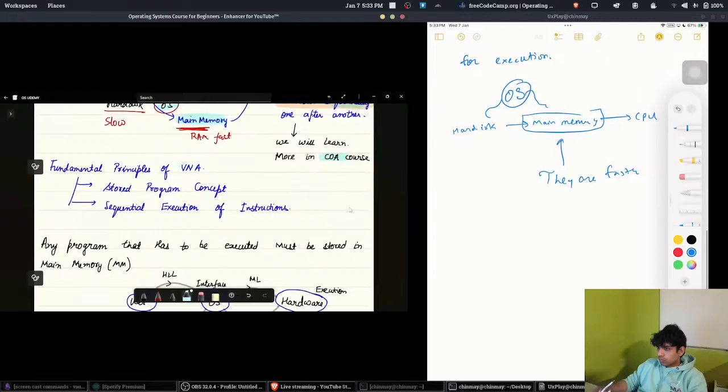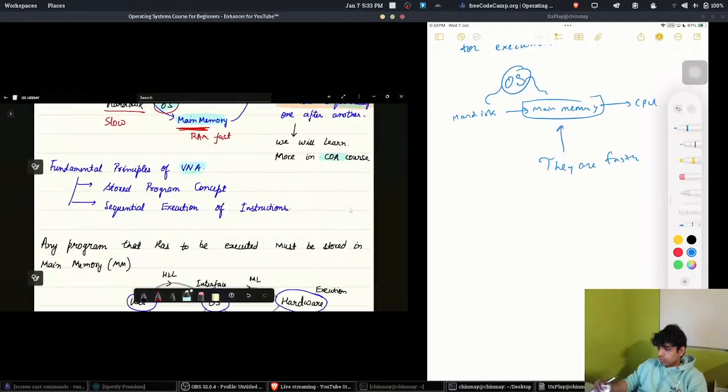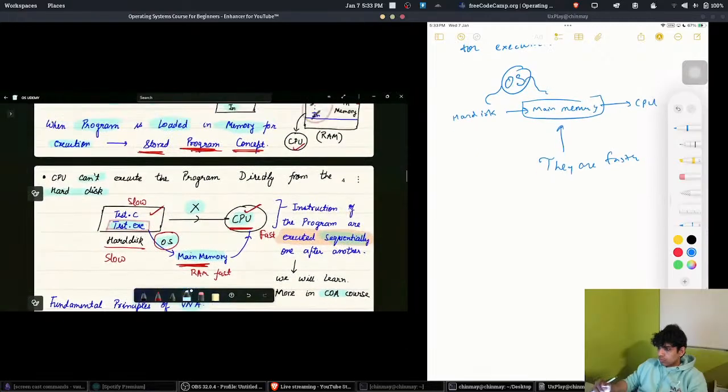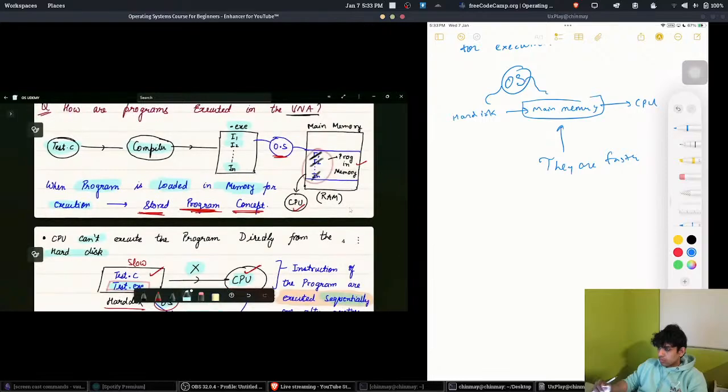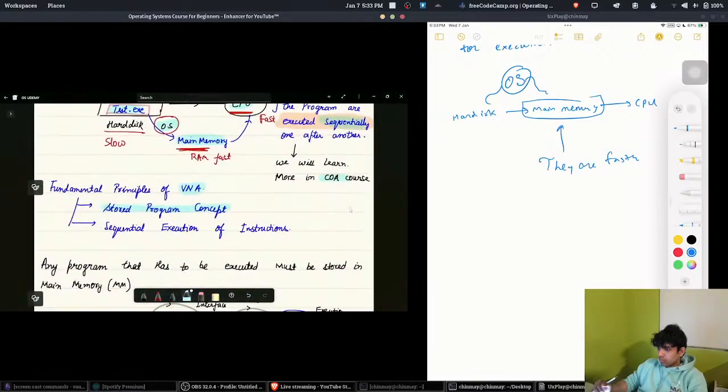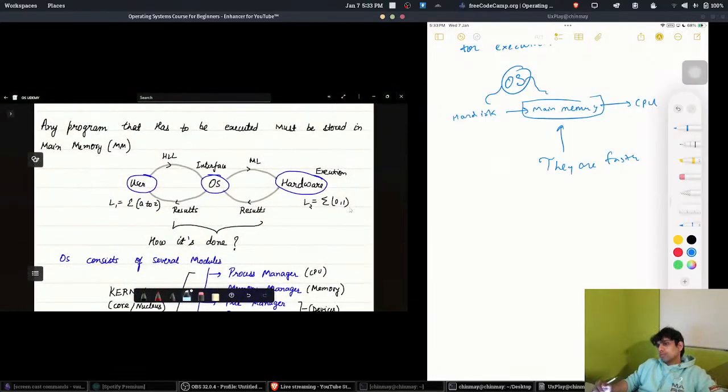So we have learned the fundamental principles of von Neumann architecture. We have learned about the stored program concept, that is, the operating system loads the .exe file from hard disk to main memory, and the second point is that the CPU does the sequential execution of the instructions. Any program that has to be executed must be stored in the main memory. That is the golden rule you have to remember.